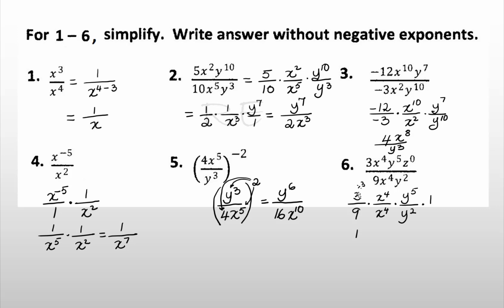Now, we're going to reduce 3 divided by 3 and 9 divided by 3, 1/3. X to the 4th over x to the 4th is just 1. And then it's multiplied by y to the 5th over y to the 2nd is y to the 3rd. 1 times 1 times y to the 3rd is y to the 3rd. 3 times 1 is just 3. The answer is y to the 3rd over 3.